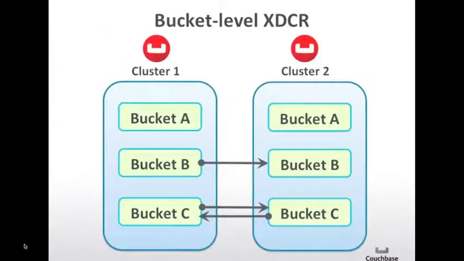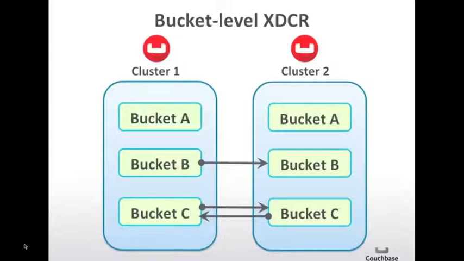Okay, so let's look at what are the different configurations we support in Couchbase XDCR. Here is an example where we have two clusters, cluster 1 and cluster 2, and you see that we have multiple buckets on both the clusters. Bucket A is on both the clusters, but we don't have any replication going on between them. Users get to choose whether they want to replicate the data or not. In this case, they choose to not replicate any data.